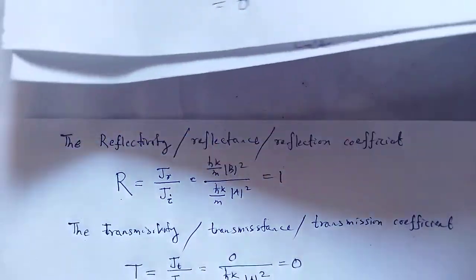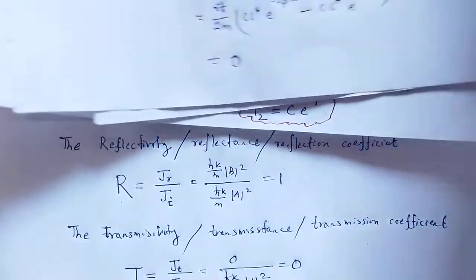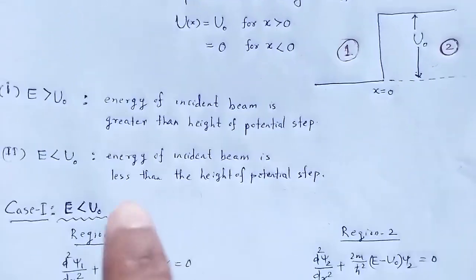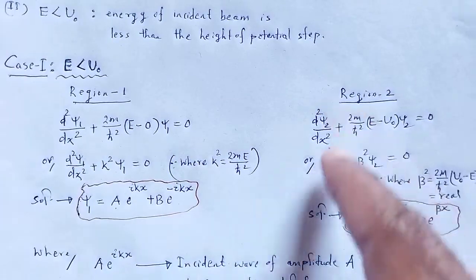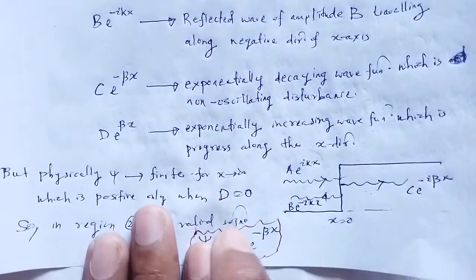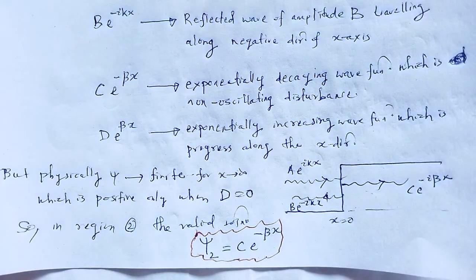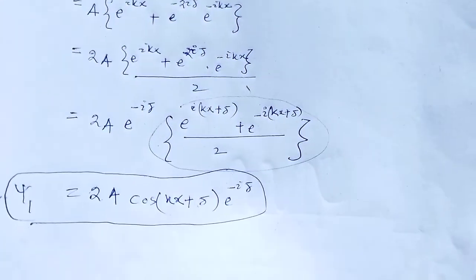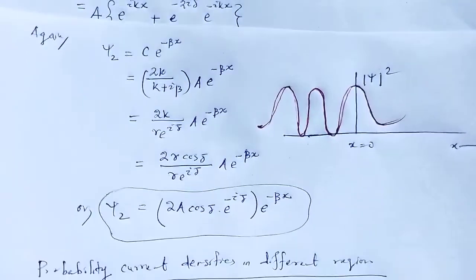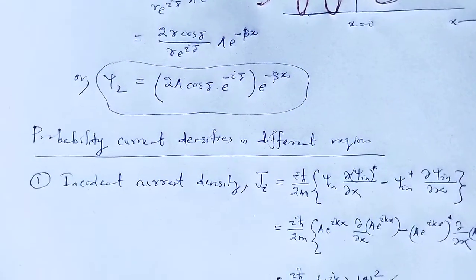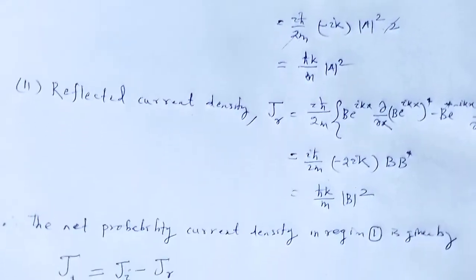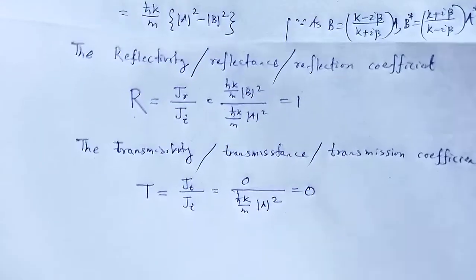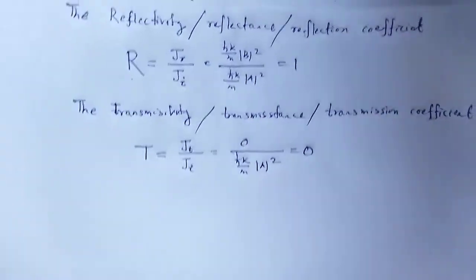So, what we have studied here from now, this is the potential step case 1 for that of region 1 and region 2. Using these boundary conditions, we get psi 1 and then psi 2 and probability current density in different regions. And reflectivity and transmittivity, or reflectance or transmittance.